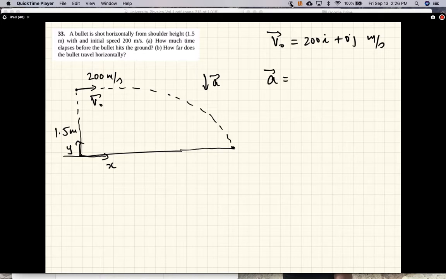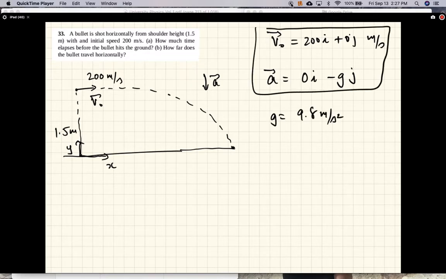And the acceleration vector doesn't have any x component, it's all y, and the magnitude of that vector is minus 9.8 meters per second squared. Or rather, the magnitude is 9.8 meters per second squared. But anyway, here it is in vector form, minus g j, where g is 9.8 meters per second squared. Alright, so we have written our initial velocity and acceleration in vector form.